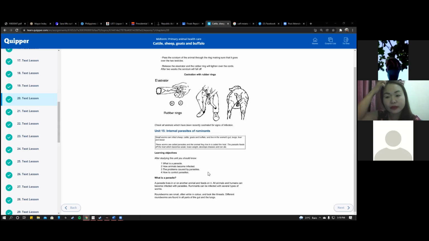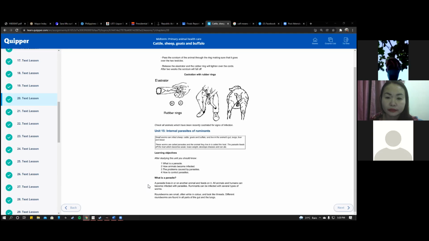So the learning objectives after studying this unit, you should know what is a parasite, how animals become infected, the problems caused by parasites, how to control parasites. So what is a parasite? A parasite lives in or on another animal and feeds on it. All animals and humans can become infected with parasites.